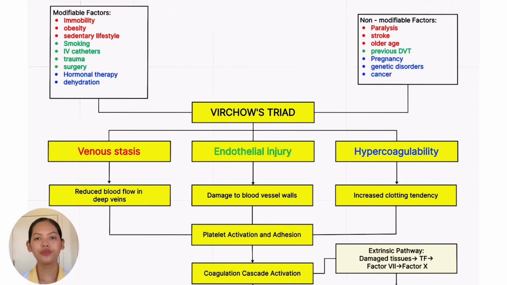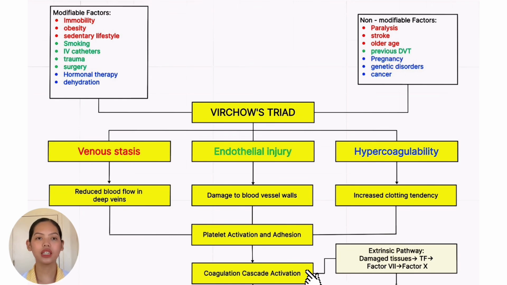So when the blood vessel wall is injured, platelet activation and adhesion occur. This means that platelets stick to the damaged area and release signals that activate the clotting factors, which will lead us to the coagulation cascade activation. This is the body's way of stopping bleeding and forming a blood clot when needed.